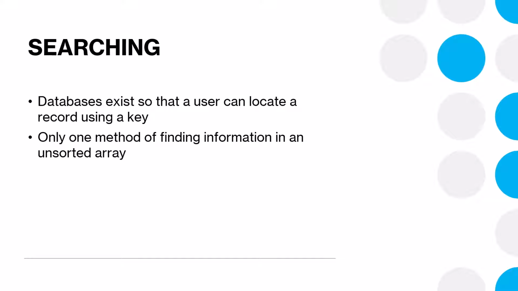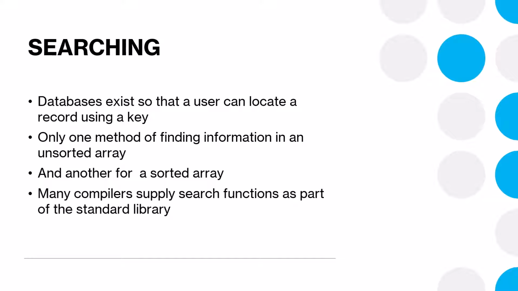There's only one method for finding information in an unsorted array, which is to look it up sequentially. That is, examine each element in the array looking for the one we want. There is another method for a sorted array, which we will see shortly. Having said that, there are search functions provided by the compilers in the standard library that we can use to search data. But many of these are inefficient.